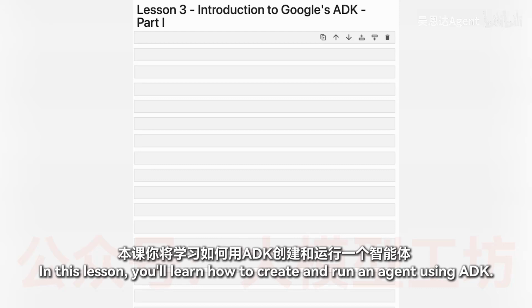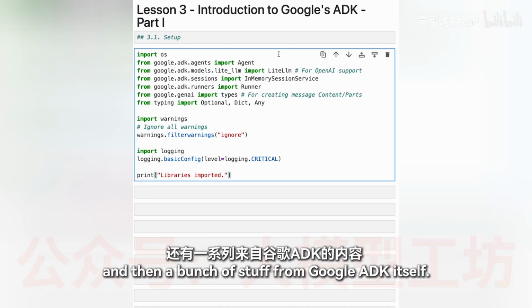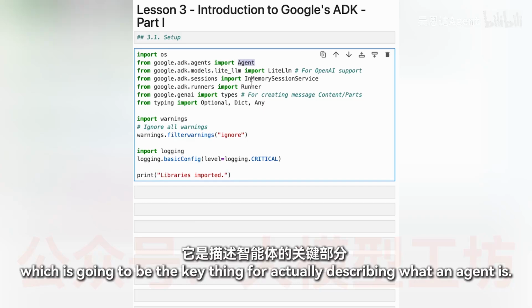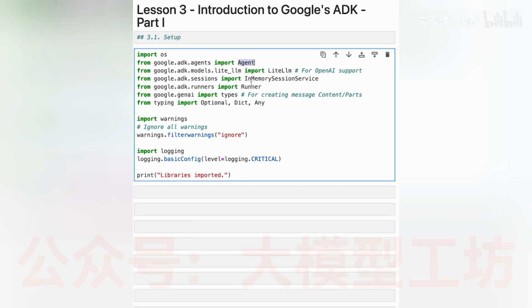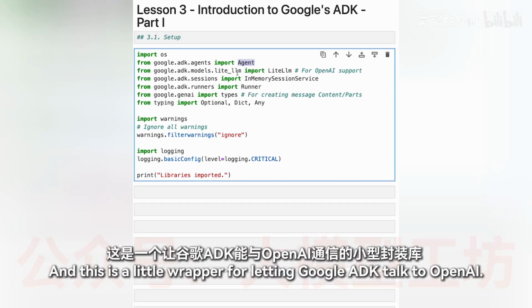In this lesson, you'll learn how to create and run an agent using ADK, and the imports that we're doing here, of course, the standard OS, and then a bunch of stuff from Google ADK itself. We're going to import this agent, which is going to be the key thing for actually describing what an agent is. For interacting with an LLM, we're going to be using the LiteLLM library, so we're going to import that here, and this is a little wrapper for letting Google ADK talk to OpenAI.